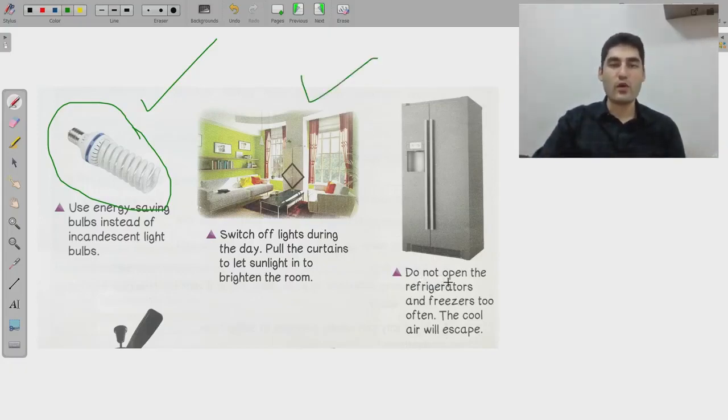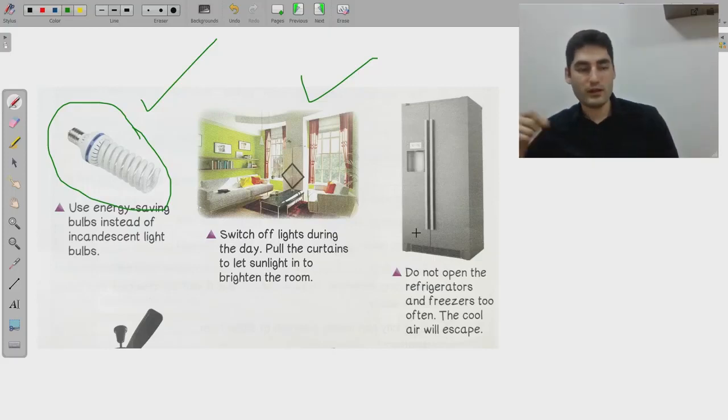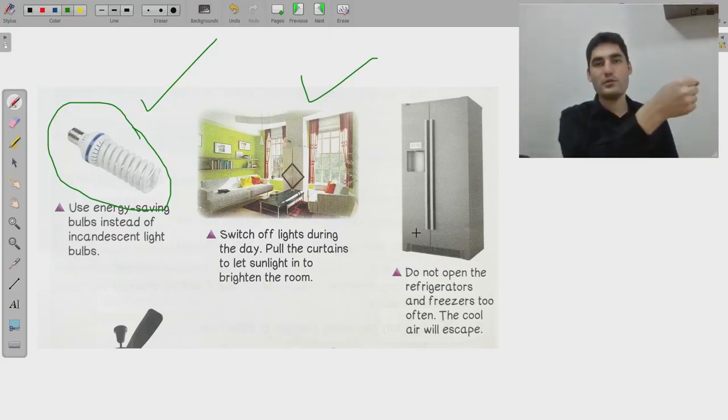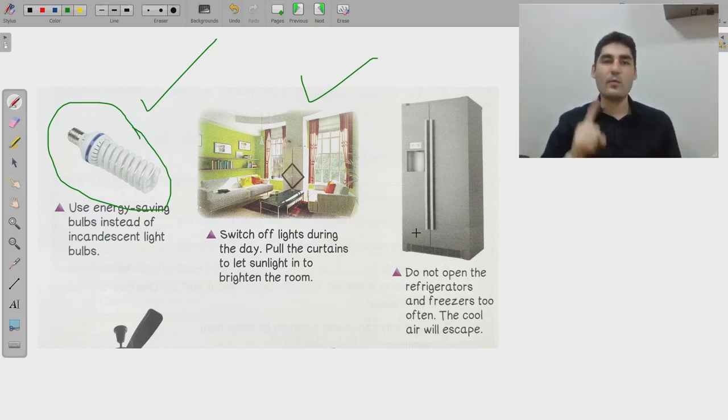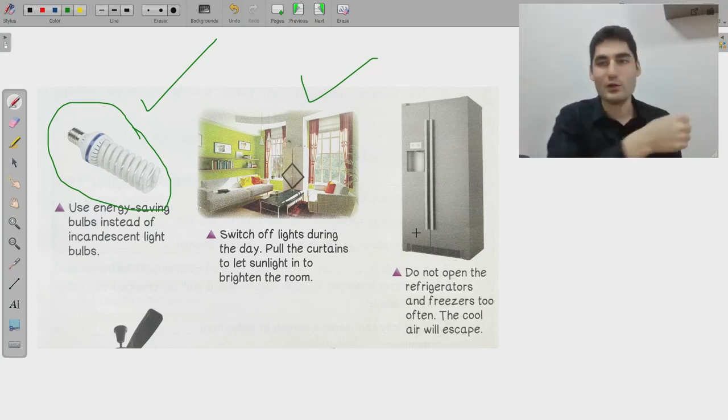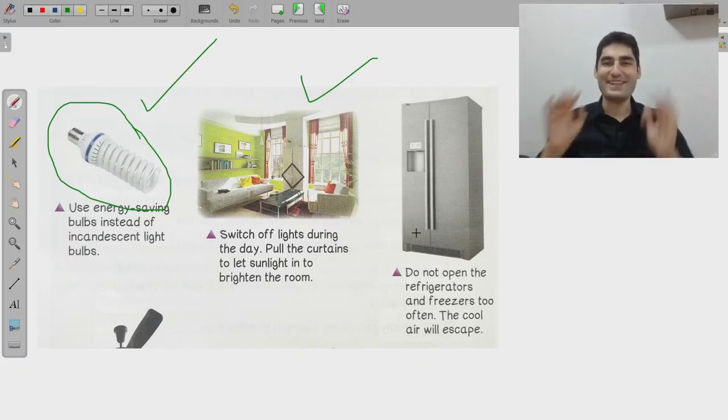Next one, do not open the refrigerator, which is the fridge, and freezers too often. The cool air will escape. So, like you are hungry, you open the fridge and then you look for something and then close. One minute later, you go open again and close. One minute later, open and close. Don't do that, okay? It is not good. Don't open the fridge door all the time, okay? So this is also correct.